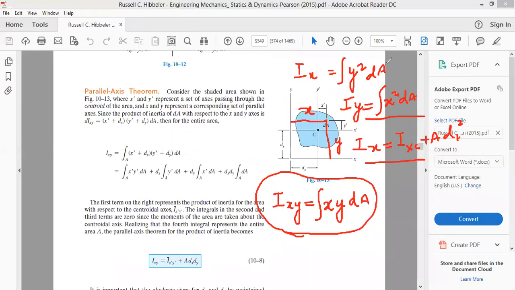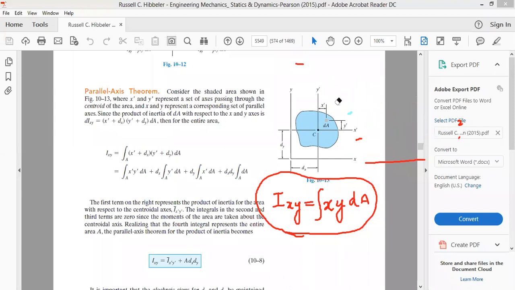As we have the parallel axis theorem for the moment of inertia, in the same way we also have the parallel axis theorem for the product of inertia. What is it? The way we have done it for the moment of inertia, in the same way we will do it for the product of inertia. Let's suppose we have an area, its total area say A.